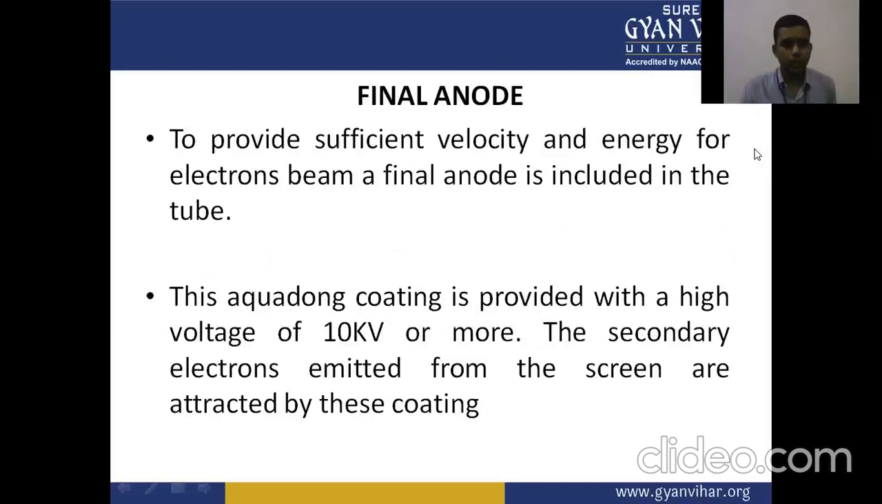Final anode. To provide sufficient velocity and energy to the electron beam, a final anode is included in the tube. This aquadag coating is provided with a high voltage of 10 kilovolt or more. The secondary electrons emitted from the screen are attracted by this coating.